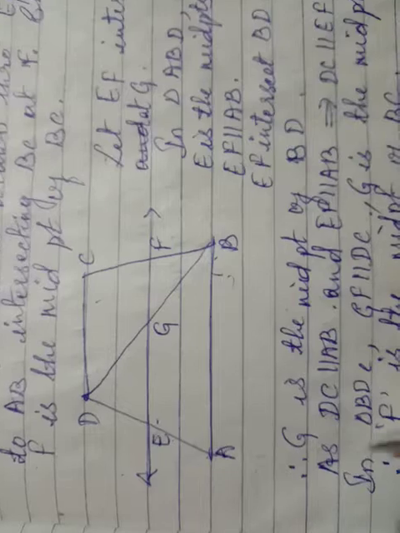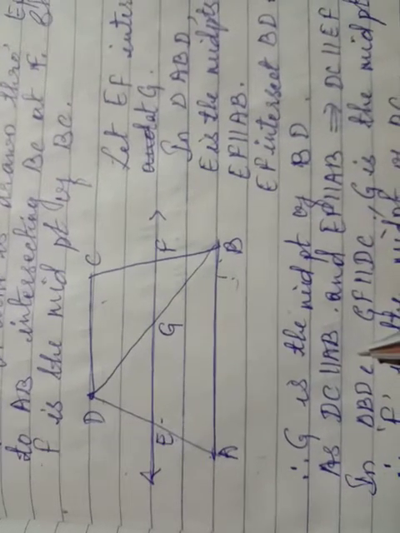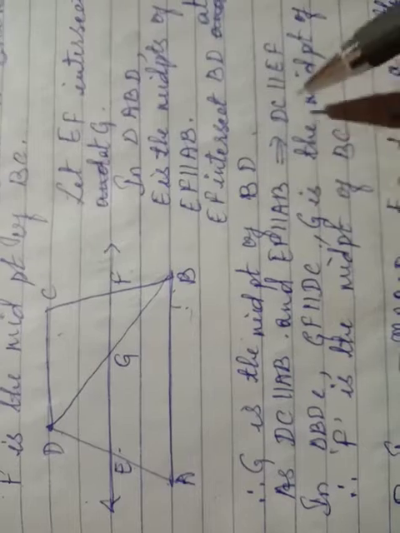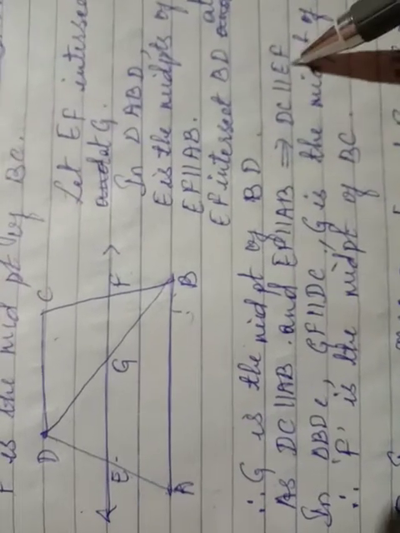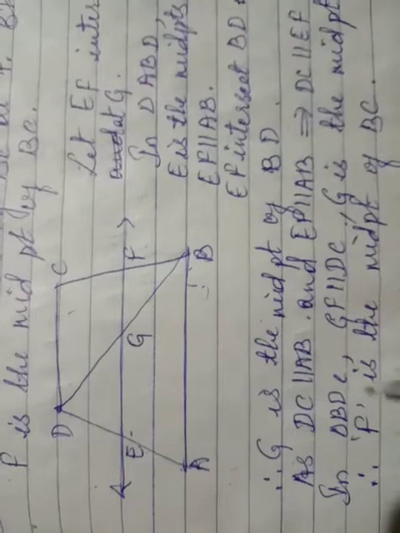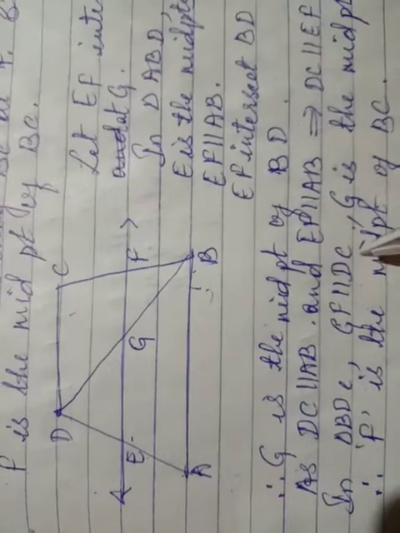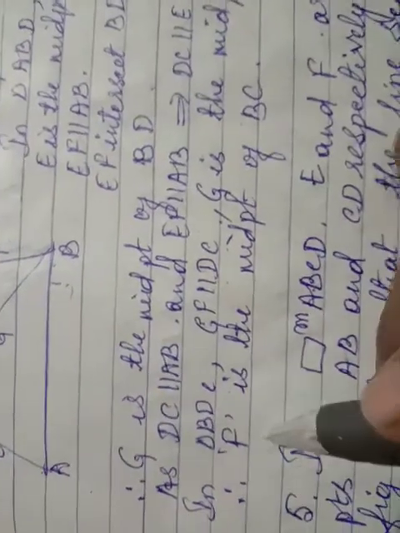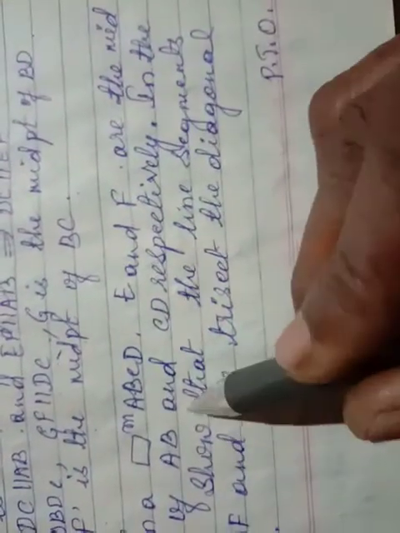Okay. Now, as DC parallel to AB and EF parallel to AB, that means DC parallel to EF. In triangle BDC, GF parallel to DC and G is the midpoint of BD. So, therefore, F is the midpoint of BC. Okay. Now, this is fourth problem. Now, fifth problem is in a parallelogram ABCD, E and F are the midpoints of AB and CD respectively. In the figure, show that the line segments EF and EC trisect the diagonal BD.